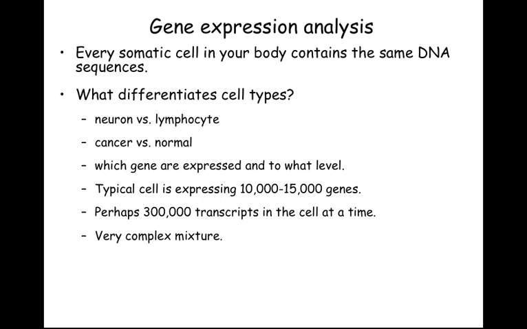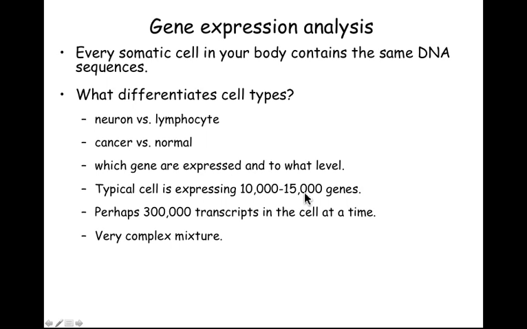And the key deals with the expression. So you have 25,000 genes in your genome, but not every cell is expressing the same set of those genes. So a big part of differentiation and specialization inside your body deals with which genes are being expressed in which cell types. So just to give you an idea of what is going on inside a single cell, a typical cell may be expressing somewhere between 10 and 15,000 different genes out of those 25,000.